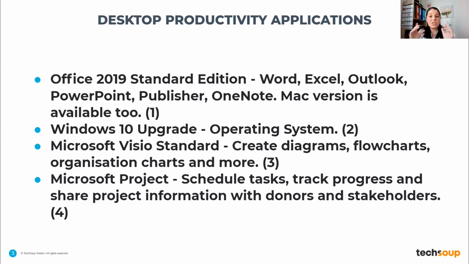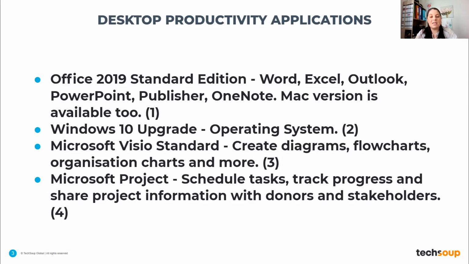So the first top application that we see NGOs use is called Office 2019 Standard Edition. And what that package includes is your popular applications from Microsoft, which is your Word, Excel, Outlook, PowerPoint, Publisher, OneNote. As mentioned, there is a Mac version available too. And there are some questions that you might need to ask us or our support team in order to know which version you should be on and how you should install it going forward.